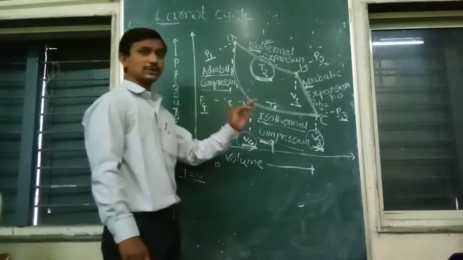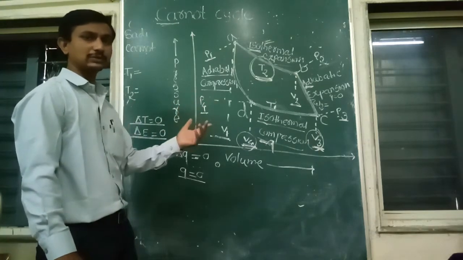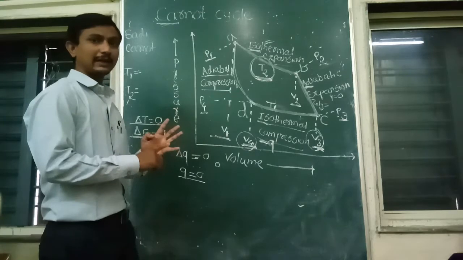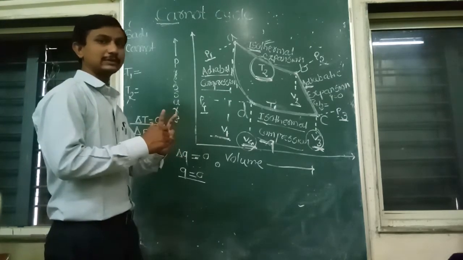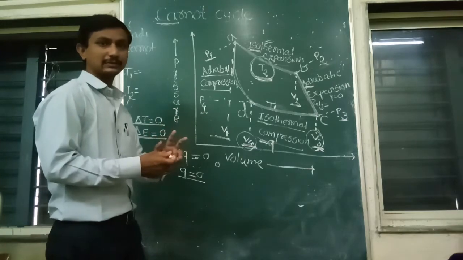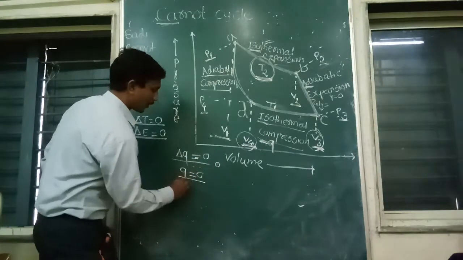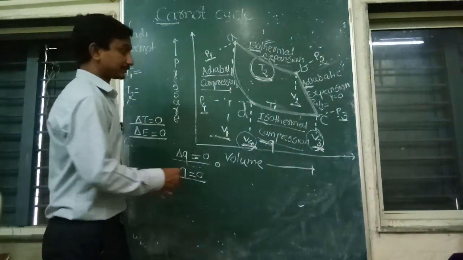Adiabatic process is the process in which neither heat is evolved nor heat is absorbed, or neither heat leaves the system nor heat enters into the system. Means delta Q or Q is equal to 0 in adiabatic process.